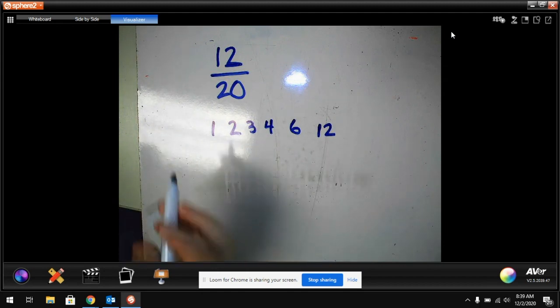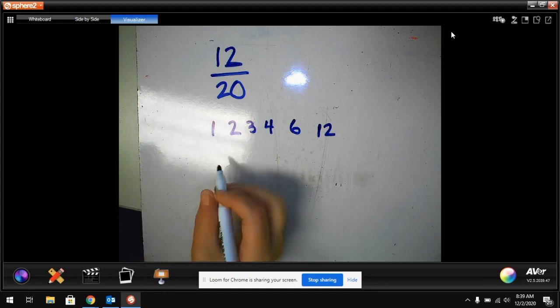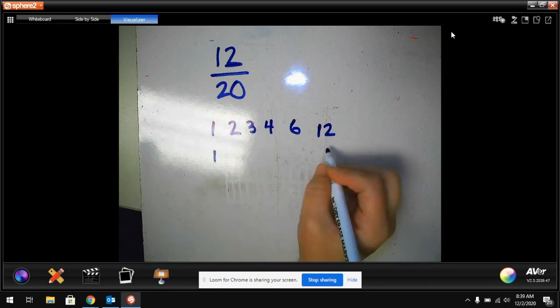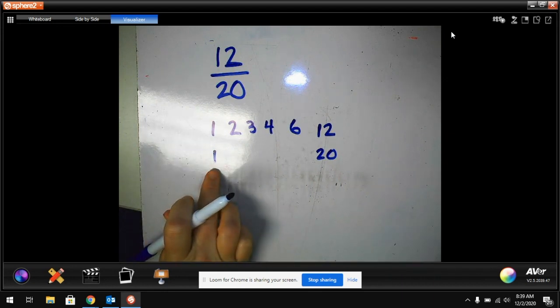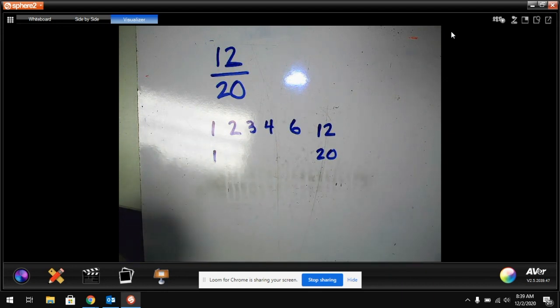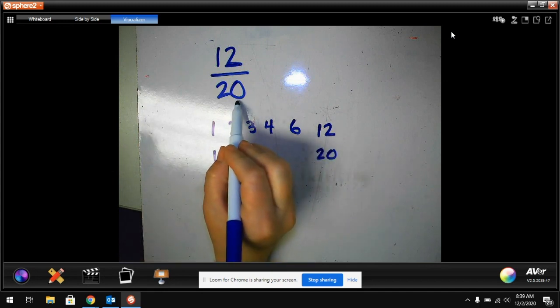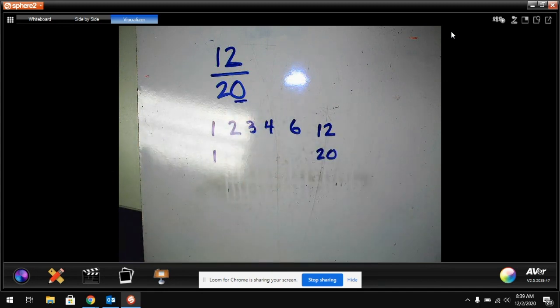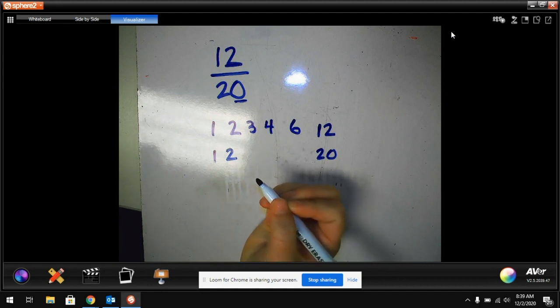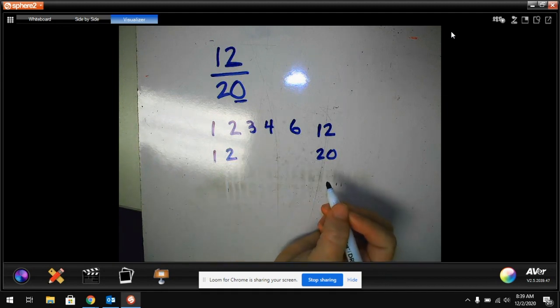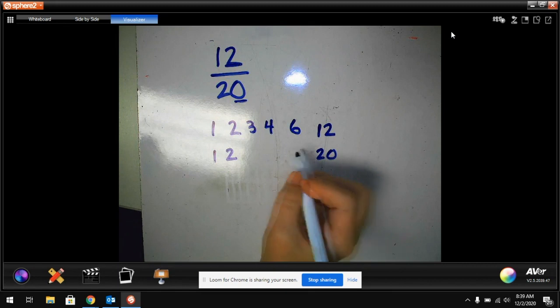Now I'm going to do the same thing for 20. Again, I know that 1 and 20 are factors because 1 is always a factor and 1 times itself. I'm going to look at this last digit and I see it ends in a 0, which means it's an even number. And even numbers always have a factor of 2. So I have to think 2 times what equals 20. And I know it's 2 times 10.